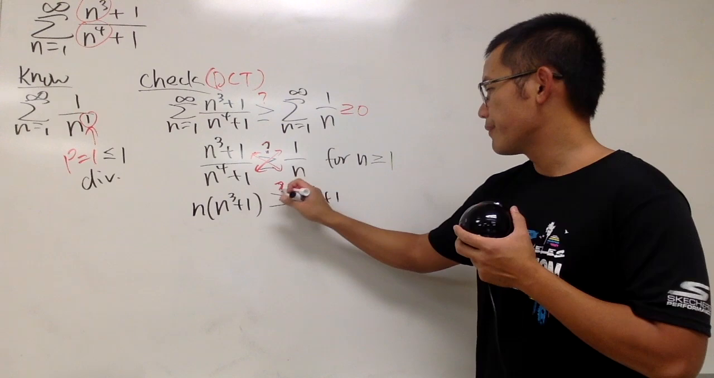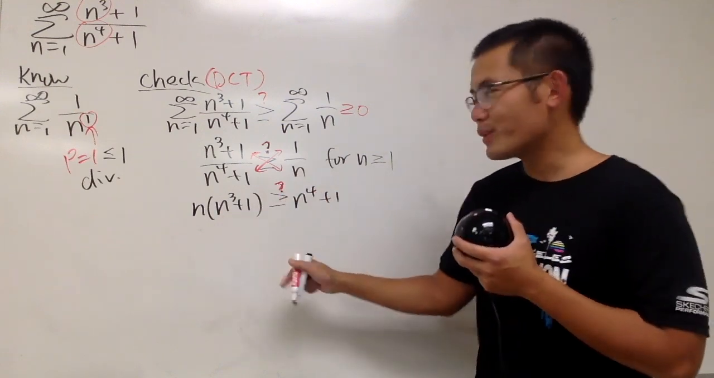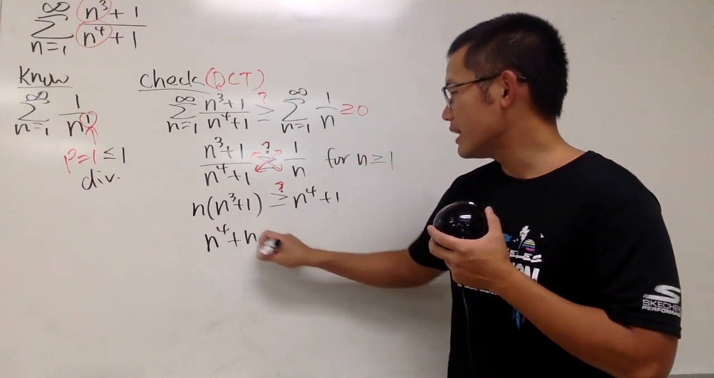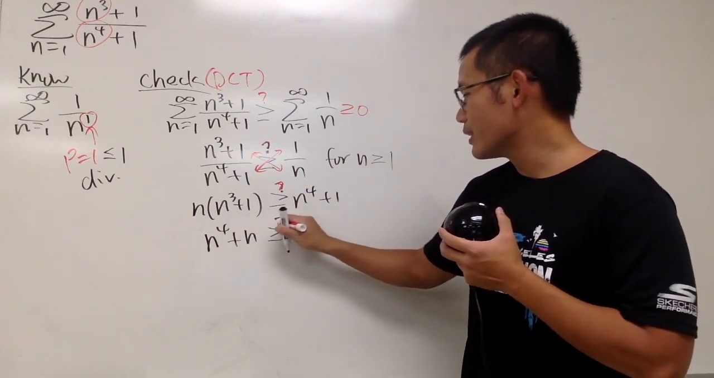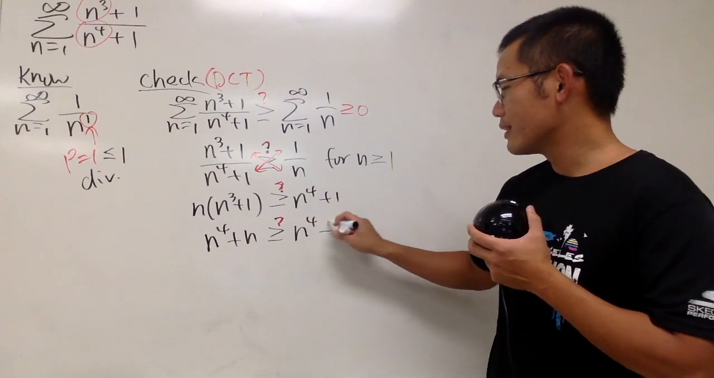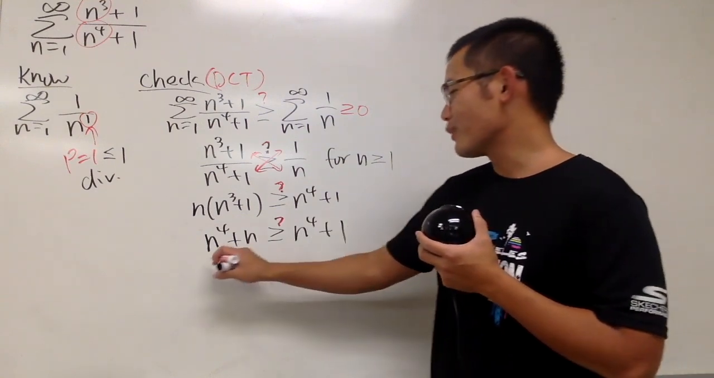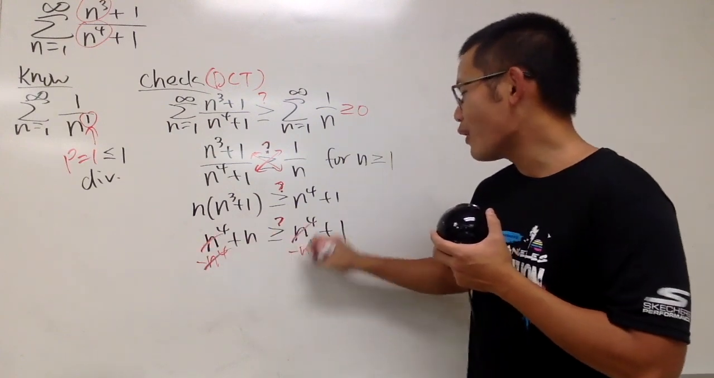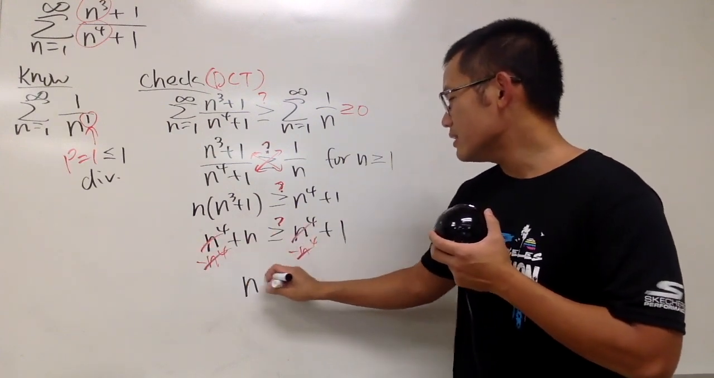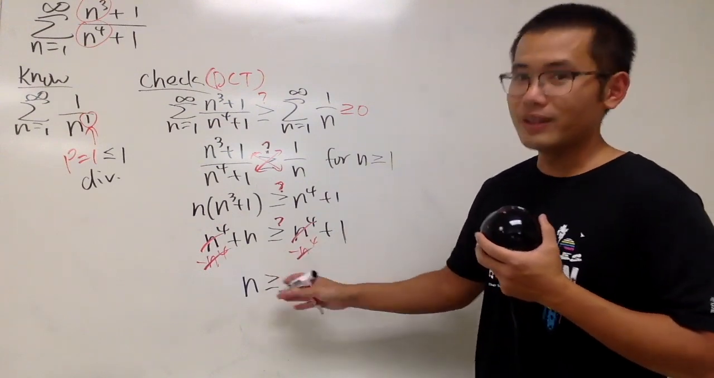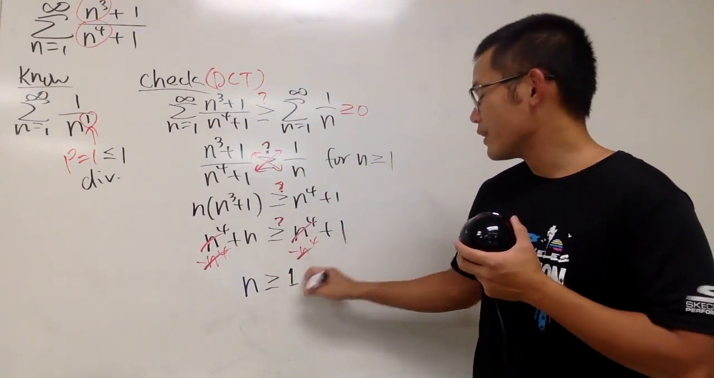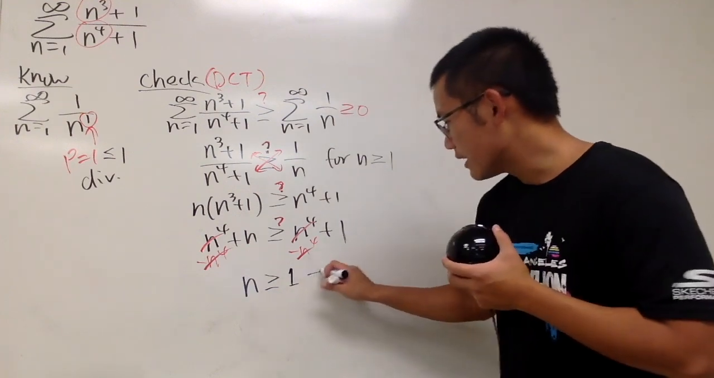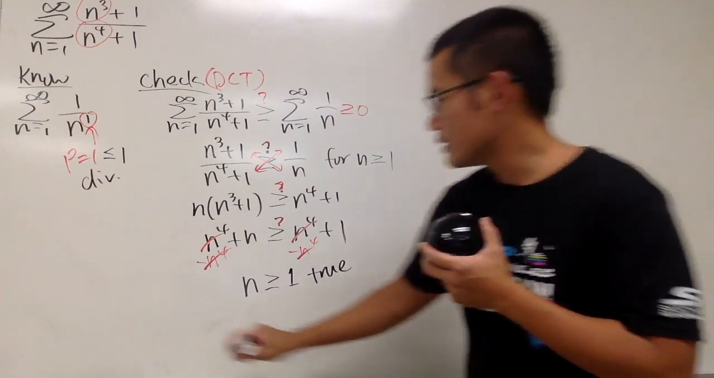And of course, you can distribute this real quick, and we see this is n to the fourth power plus n. Is this greater than or equal to n to the fourth power plus 1? Yes, it is, because of course you can just minus n to the fourth power on both sides, so they cancel, and here we get n is nicely greater than or equal to 1. And we go from 1 to infinity, so this is really nice. So this right here is nicely true.